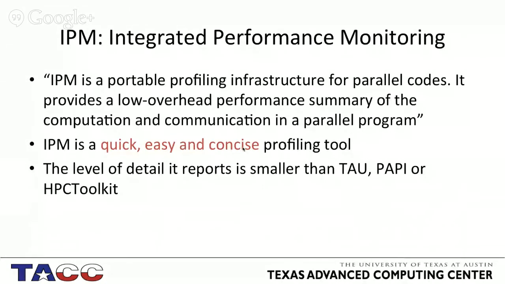Yeah, so IPM is essentially a portable profiling infrastructure, but focused on MPI. Like I said, the level of reports can vary a lot. In a way it's smaller than TAU, PAPI, or HPCToolkit, but only because it doesn't give you access to hardware counters. It's just focusing on MPI. On the other hand, TAU will never give you as much MPI information as IPM is able to give you.